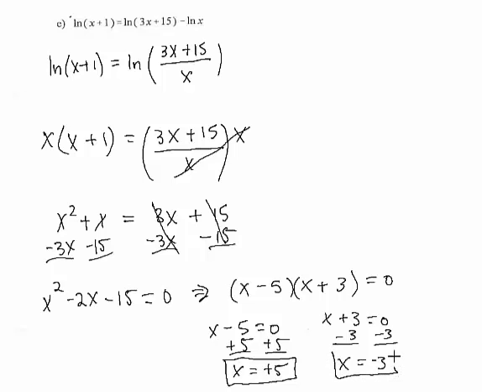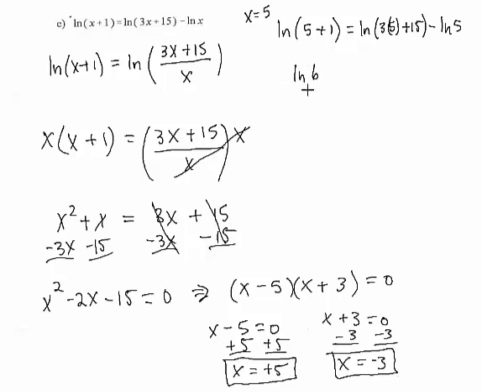If we double check that with our original equation, we have ln, and if I check x equals 5 first, I would have ln of 5 plus 1 equals ln of 3 times 5 plus 15 minus ln of 5. The left side would end up being ln of 6. 3 times 5 plus 15 would be ln of 30.